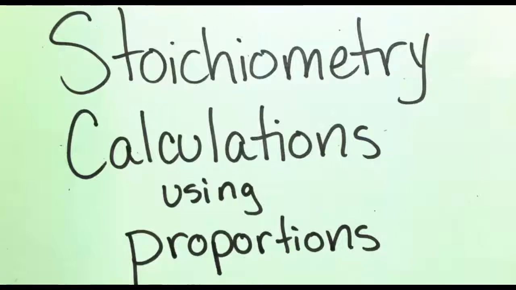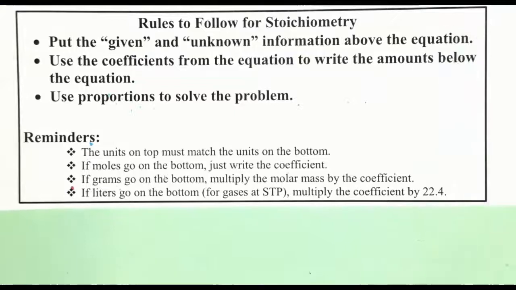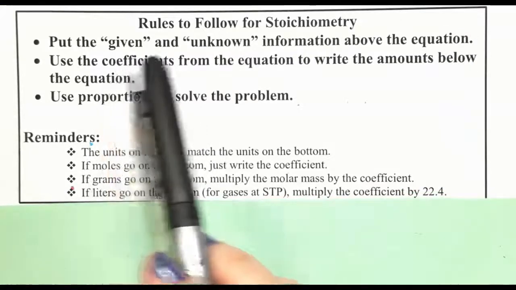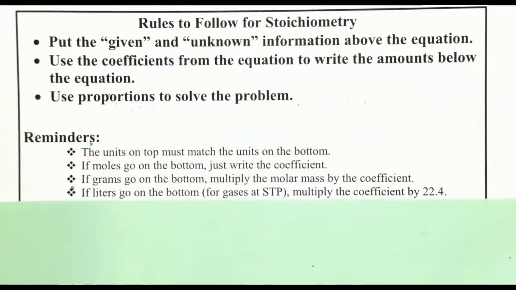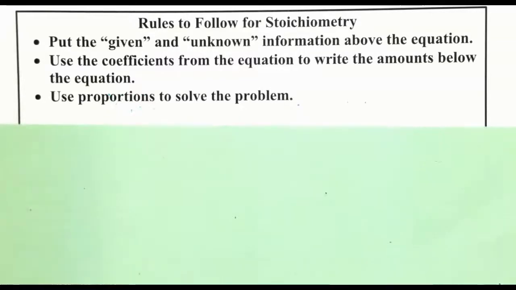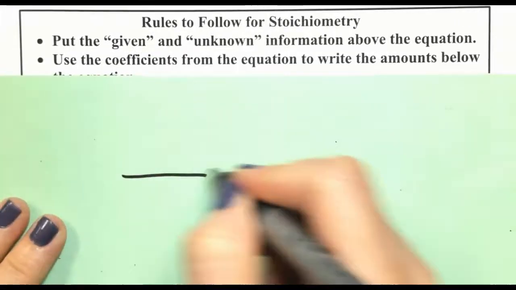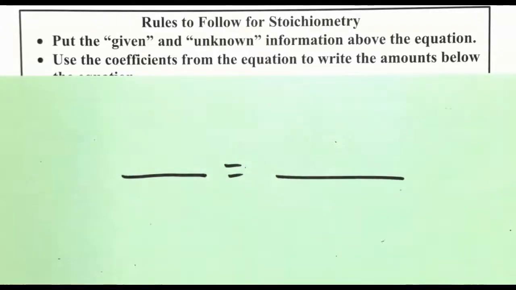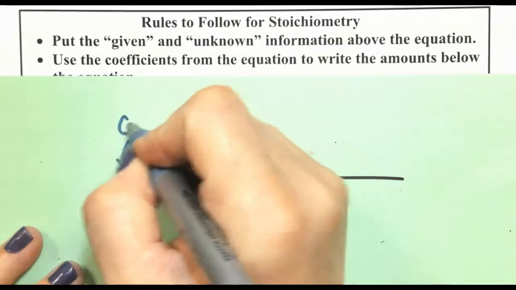This is how to do stoichiometry calculations using proportions. First, let's look at the rules on how to set up these problems. We're going to put our given and our unknown information above the equation. So you're going to draw out line equals line. And on the left-hand side of that is going to be where you put your given information.